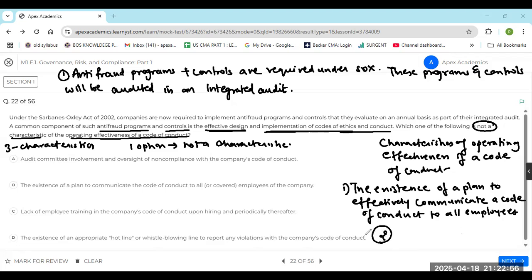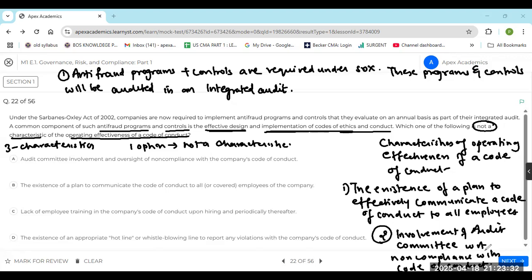Sir, point number 2. There must be an involvement of audit committee with respect to non-compliance with code of conduct.